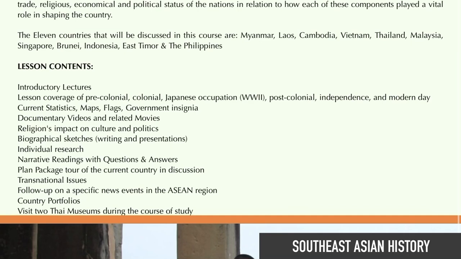All right, we will take a look at various biographical sketches, important personnel in Southeast Asia who played an important role in shaping the country. Some of them became heroes, some of them became the father of the nation. So we'll be taking a look at them. There will be short individual research for you to do.